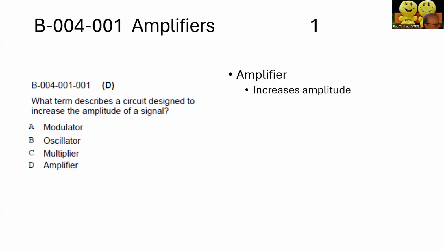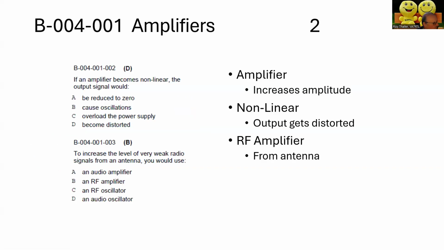What term describes a circuit designed to increase the amplitude of a signal? So that's D, the answer is an amplifier. If an amplifier becomes nonlinear, the output signal would be... So when it becomes nonlinear, the signal becomes distorted. So D is the correct answer.